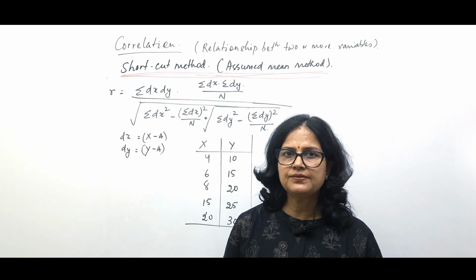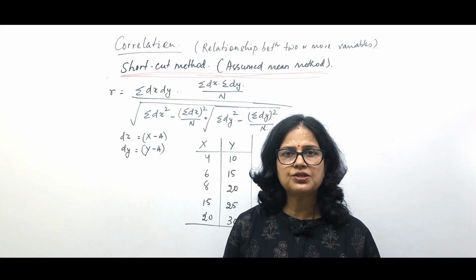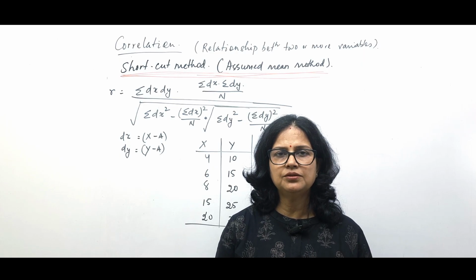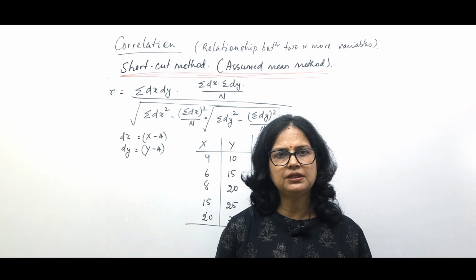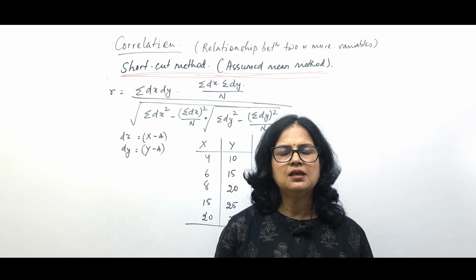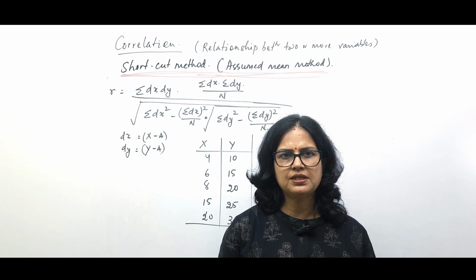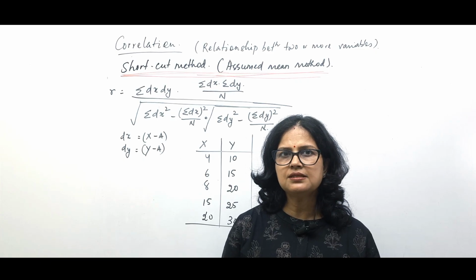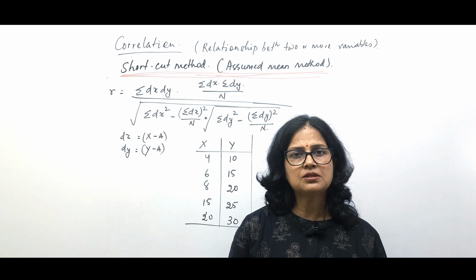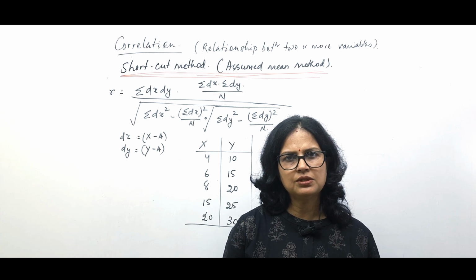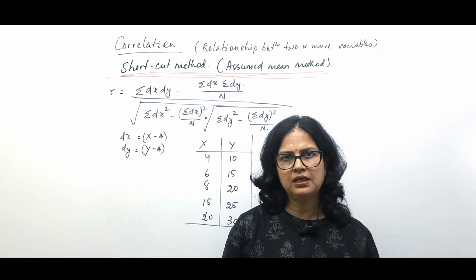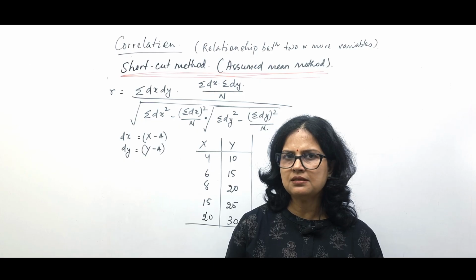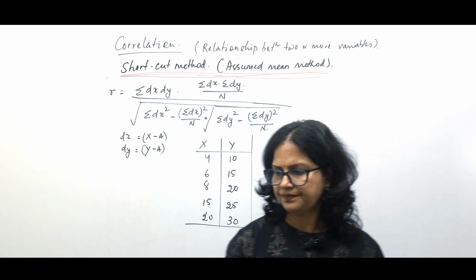Today in this class we are going to discuss correlation. We have already discussed the direct method, how we use the direct method to calculate the correlation coefficient by Karl Pearson's method. In this class we are going to discuss the shortcut method, and we will also discuss the probable error. Let us start the class.